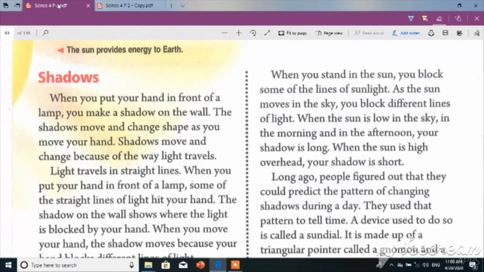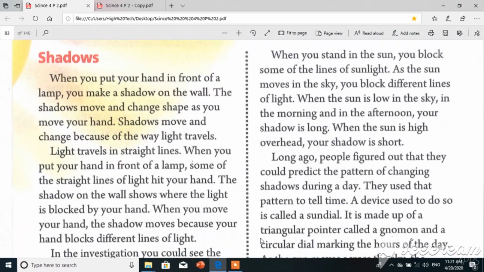When you stand in the sun, you block some of the lines of sunlight. As the sun moves in the sky, you block different lines of light. When the sun is low in the sky in the morning and in the afternoon, your shadow is long because of the sun's position in the sky. When the sun is high overhead, your shadow is short. During the afternoon and in the morning, your shadow is longer than you. But at 11 o'clock and 12 o'clock, your shadow is shorter than you.